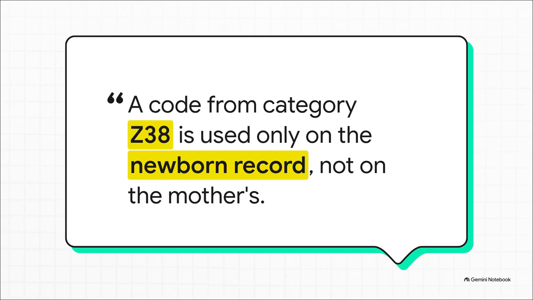The official guidelines don't mince words here. They are undeniably clear on this absolute separation. Z38 is assigned only on the newborn record to tell the story of the birth from the baby's perspective. Z37 tells the outcome from the mother's perspective. Never, ever let those 2 cross over.